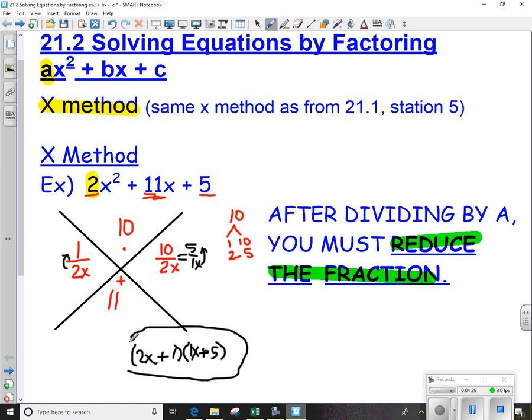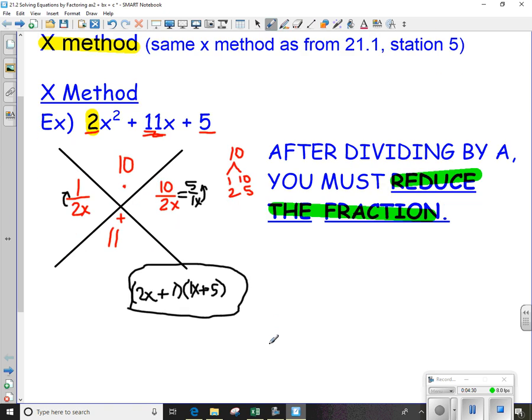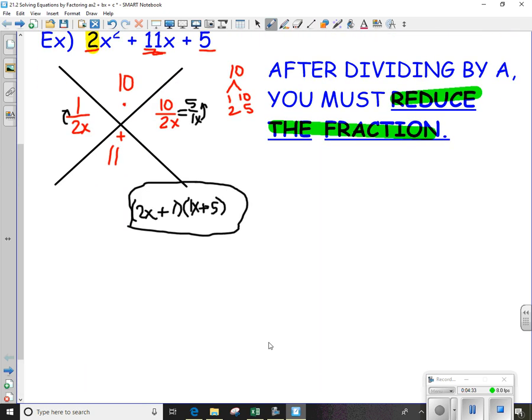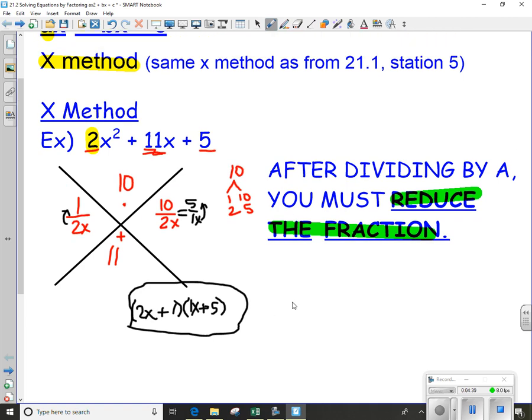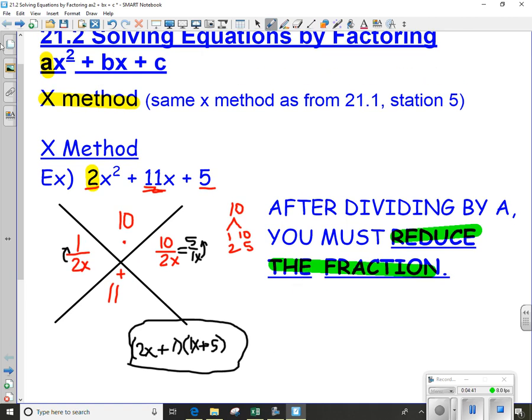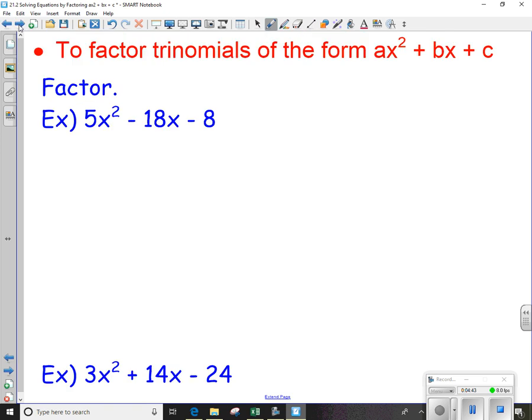My answer would be 2x plus 1 times 1x plus 5. Again, remember, it doesn't matter which order you put those in. I could write it as x plus 5 times 2x plus 1. It doesn't matter which way you write it, as long as you have both parentheses. Again, it's very, very similar to what we have done previously.